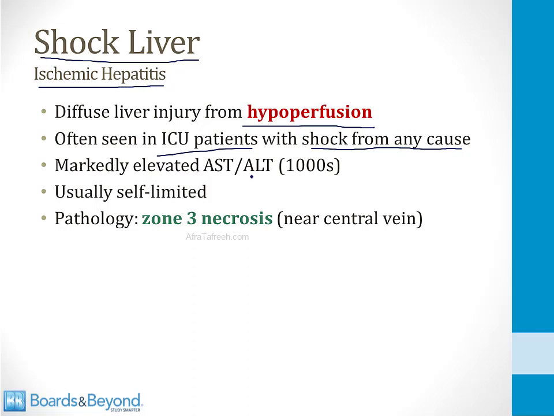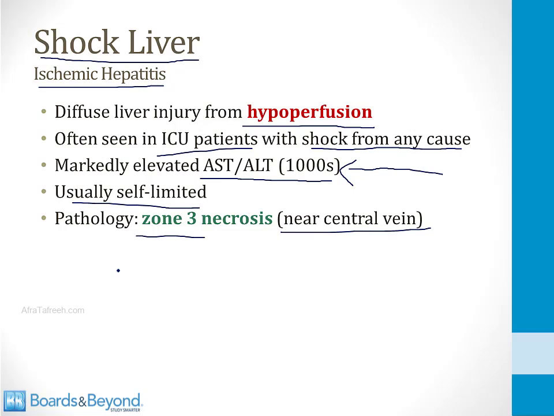Shock liver results in marked elevation of the AST and ALT into the thousands. It's another one of those causes of a marked elevation of liver function tests. It's usually a self-limited condition, and the pathology here again involves zone 3. There is often zone 3 necrosis seen near the central vein in patients who have shock liver. And that concludes our module on liver diseases.